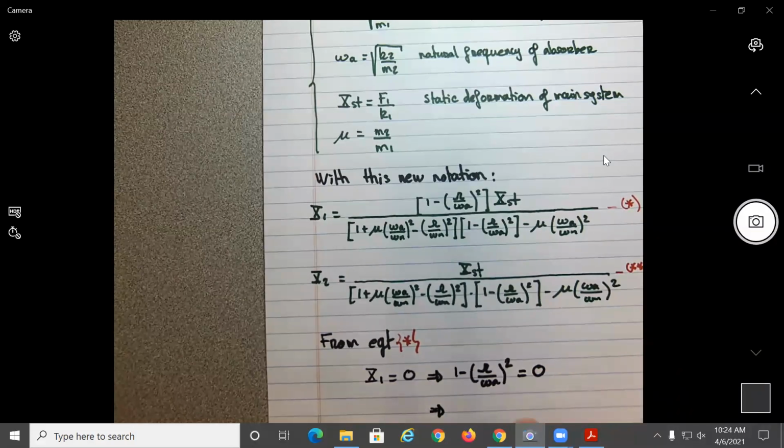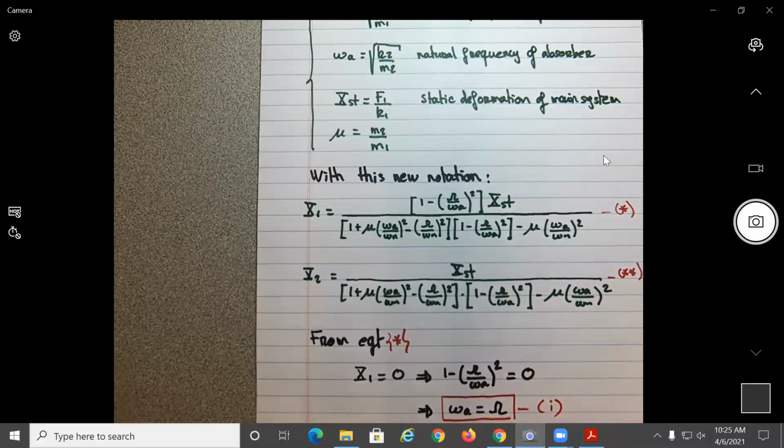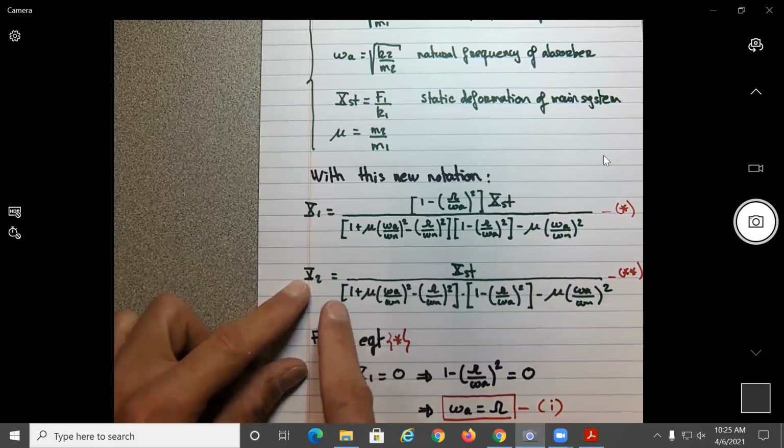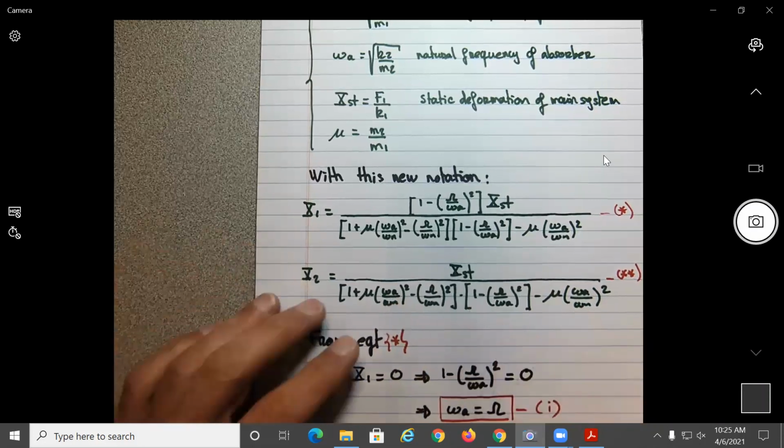this is going to happen when the natural frequency of the absorber is equal to the force frequency. Okay, so this ratio is one, minus one, and you call that one little I. Okay, so now how can we find X2? The only thing we need to do is substitute this omega sub A by the capital omega, no? Yeah, and solve.